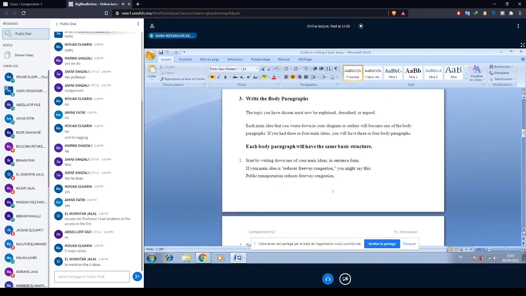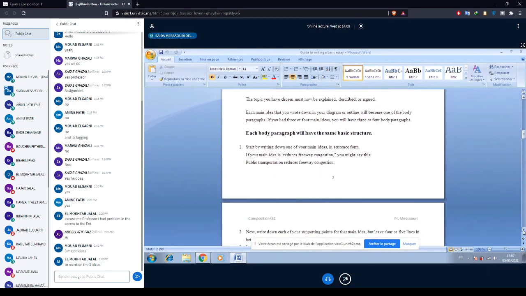And then each body paragraph will have the same basic structure. They are the same. You start by writing down one of your main ideas in sentence form. So mostly this is the topic sentence. We have said you may use the reverse hook. Very good to use it. Sometimes you can use it inside the topic sentence. But anyway, the topic sentence is something that is obligatory.